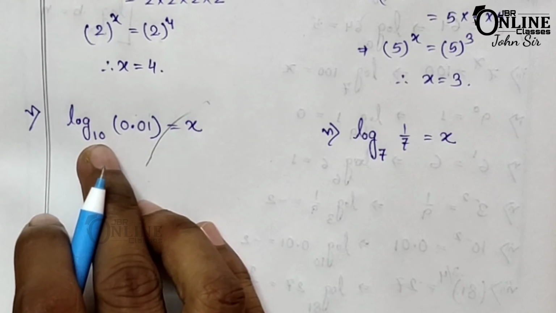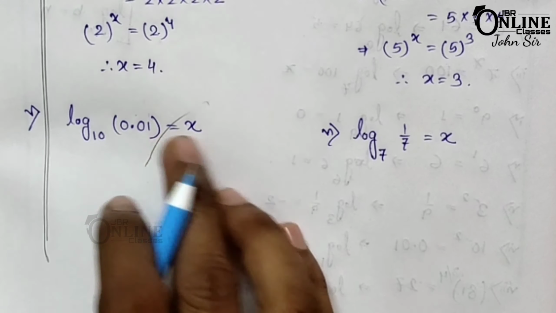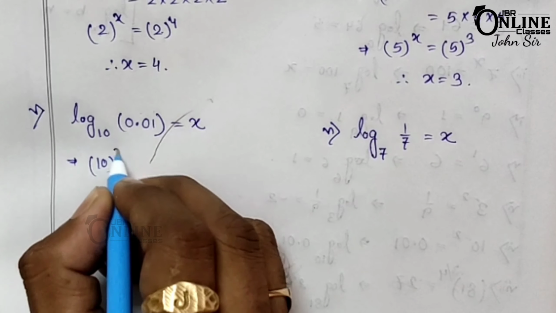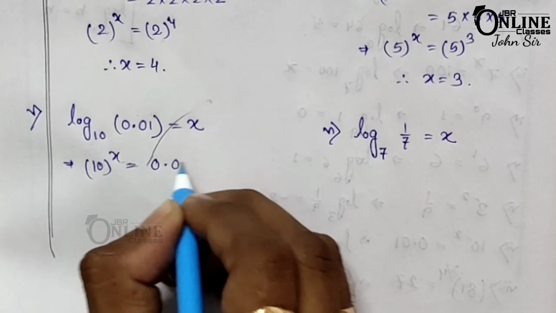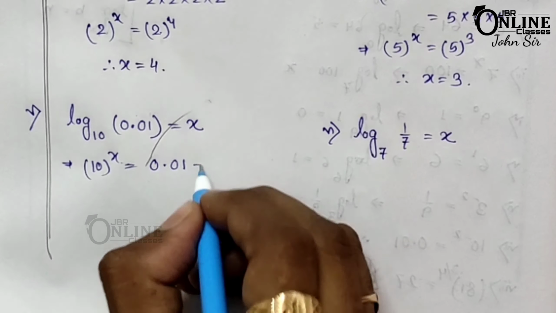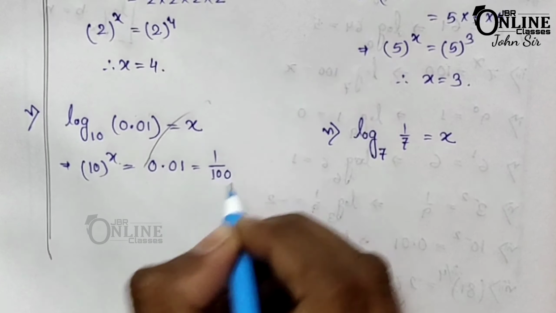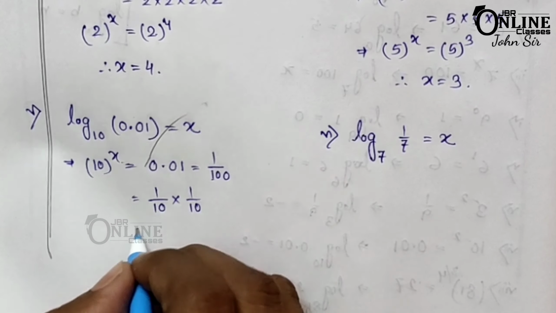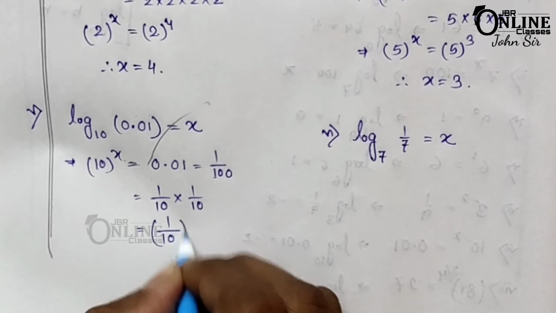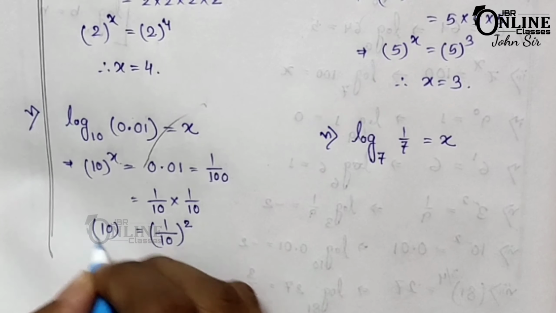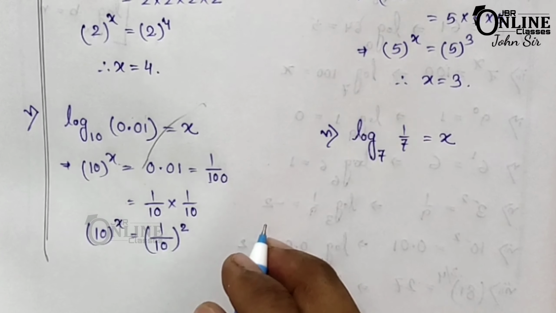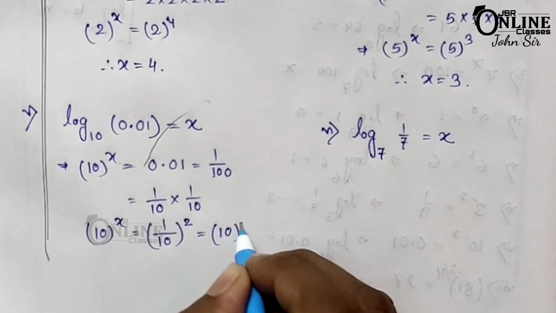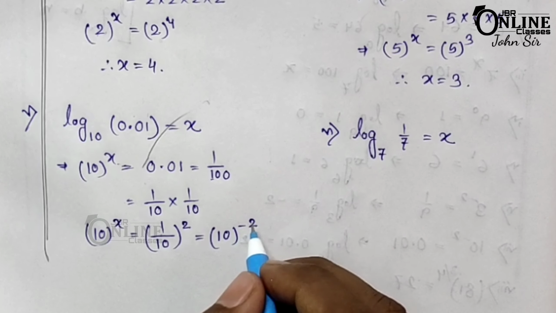In sum number 5, log base 10 of 0.01 and that equal to let x. Okay, so that will be 10 to the power x equal to 0.01. Now 0.01 means 1 by 100. So you can write in this way 1 by 10 into 1 by 10. That means it will be 1 by 10 whole square. Okay, so now 1 by 10 whole square means you can also write this in this way 10 to the power minus 2.